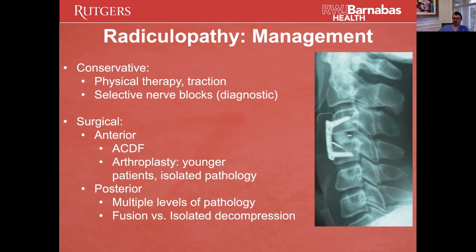Arthroplasty, so you can actually put in an artificial disc between adjacent levels of bone. That's better for younger patients with isolated pathology and good alignment. A patient with bad alignment, you're better off just fusing it.